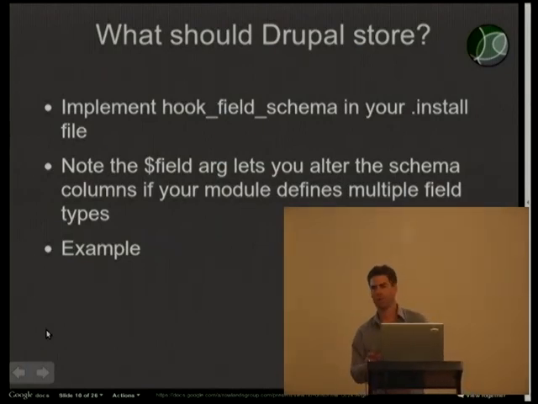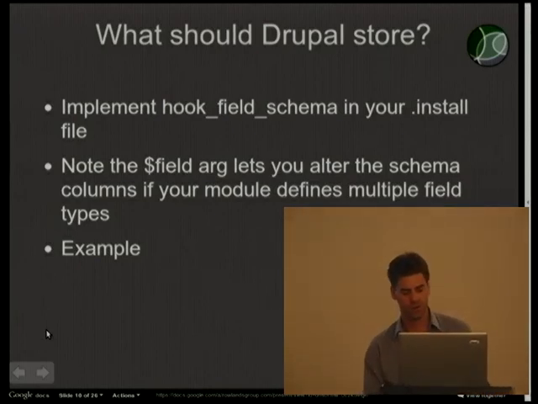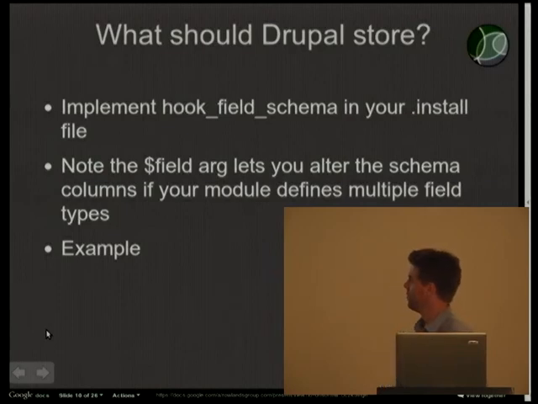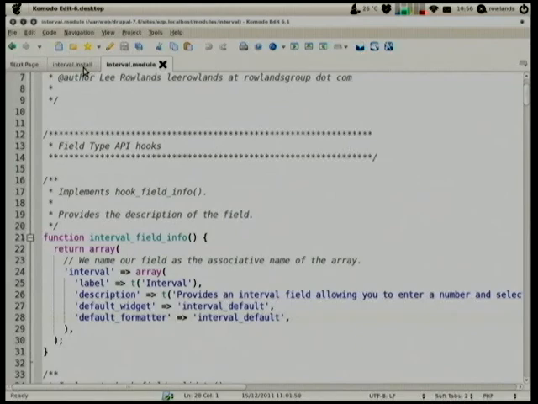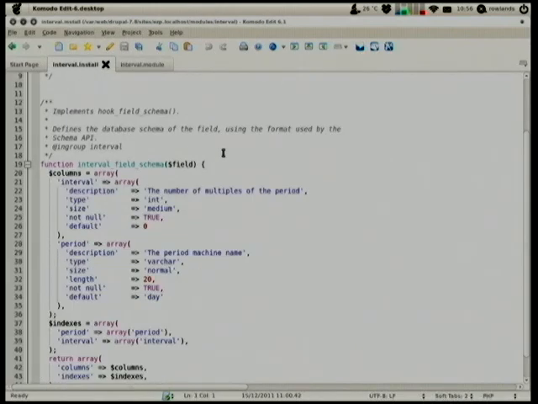Now, you can have one field module that defines multiple field types. You saw in that code before we were returning an array. So when you implement hook field schema, you get passed the field argument, and that lets you decide which columns apply to that field type. And look, nothing tells a story better than an example. So here's a hook field schema for that.